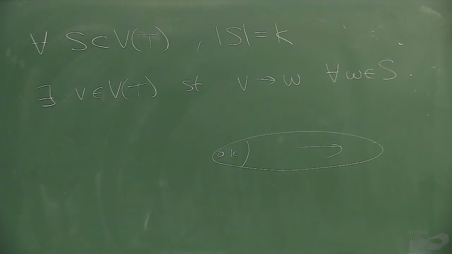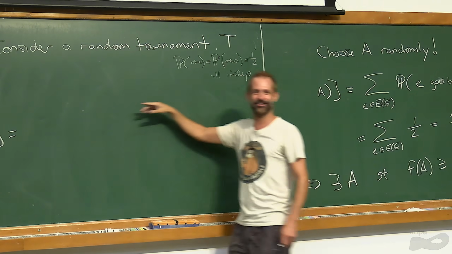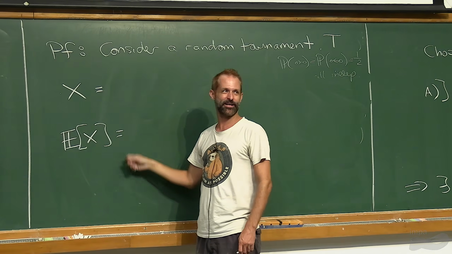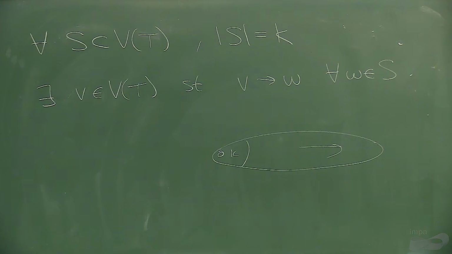What's the proof? Yeah, right? I mean, I left it on the board. Take a random tournament, chosen in the same way, define some random variable, calculate expectation. What random variable do we want this time? Right, so X should encode the thing we care about.